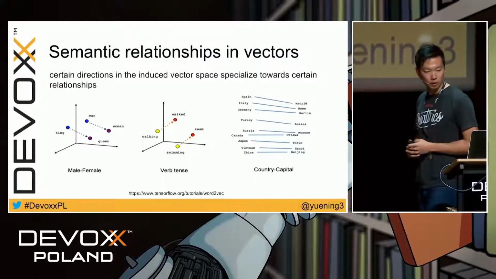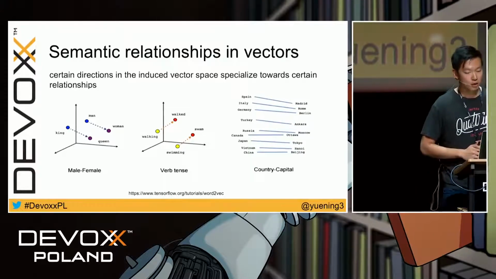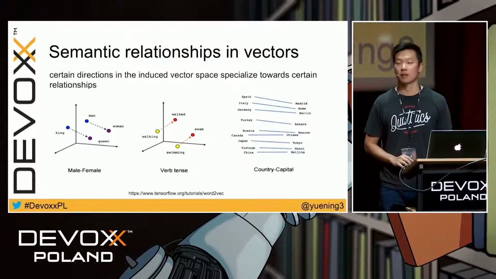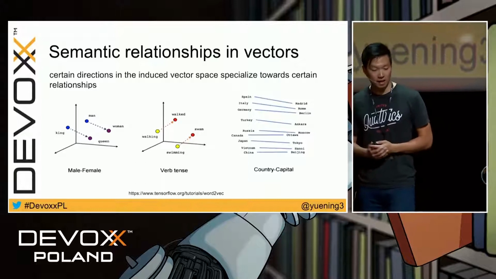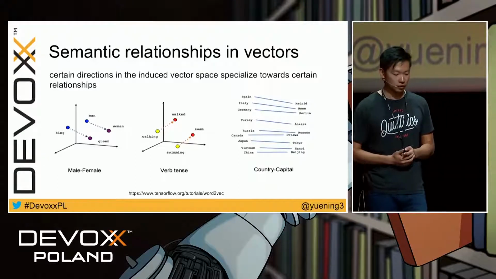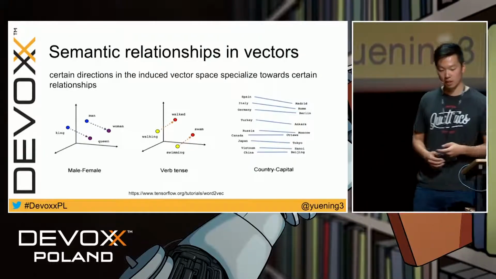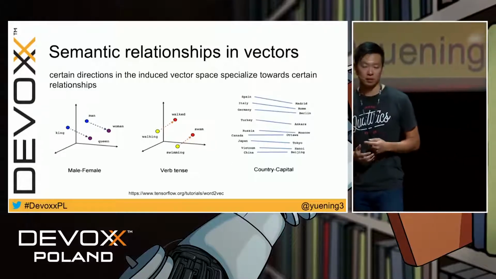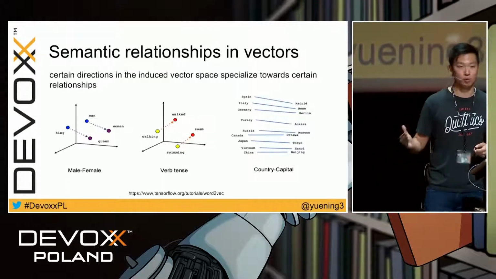Okay, so the directions in the vector space throughout this training process are specialized toward the semantic relationships between words. And here are some of the examples. In the first one, you can see a male to female relationship. In the visualization, you can see king to queen, and man to woman. And you can see the direction from the male word to the female word is very similar between these two pairs of words.